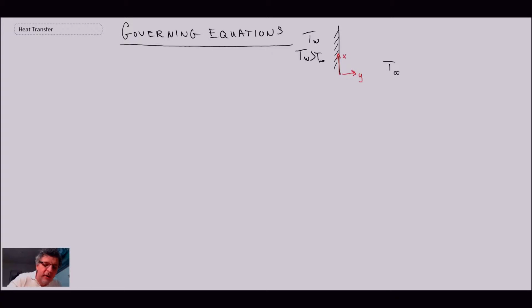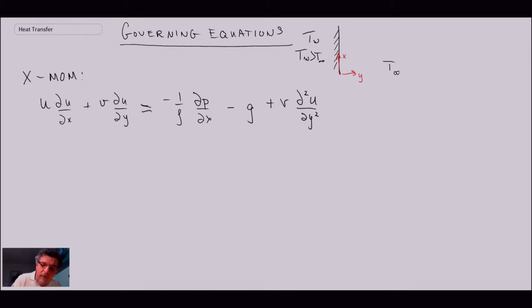Now we're going to begin with the x momentum equation that has been reduced a little bit, similar to the boundary layer approximations. We're not doing that in this course, but if you look at my fluid mechanics course, you'll find discussion about how to reduce the Navier-Stokes equations into the boundary layer equations. But with that, I will write out the x component of the momentum equation. Okay, so that is the x momentum equation.